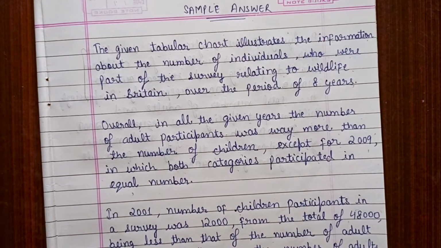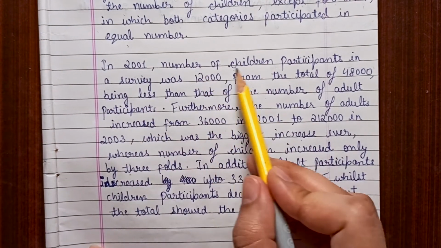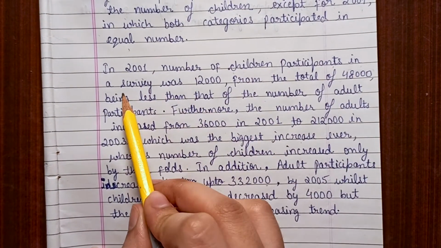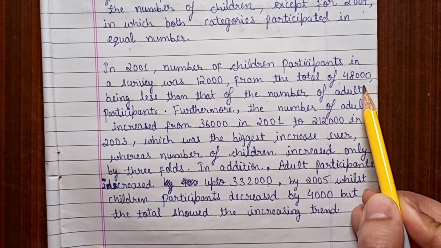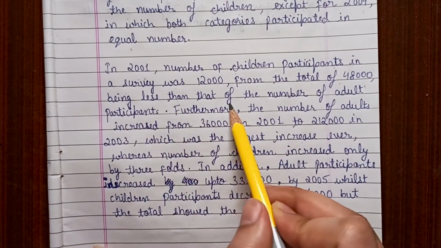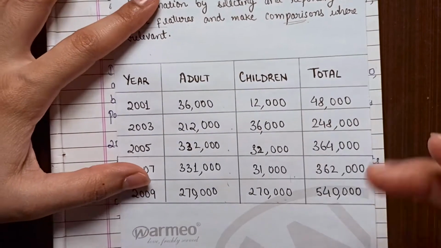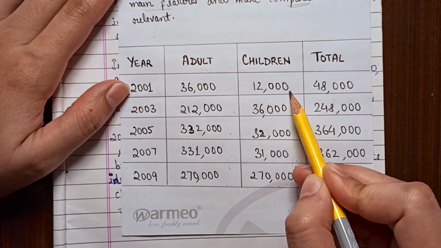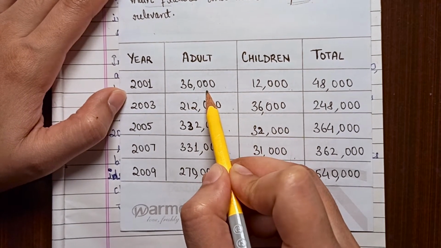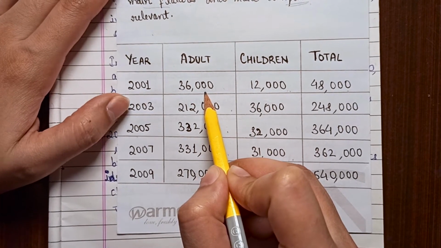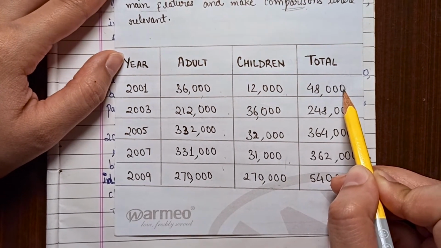Moving to the body paragraphs. In 2001, the number of children participants in the survey was 12,000 from the total of 48,000, being less than the number of adult participants. Children participants were 12,000 from the total, which was less than the number of adult participants. I have compared all the information provided in a single line.